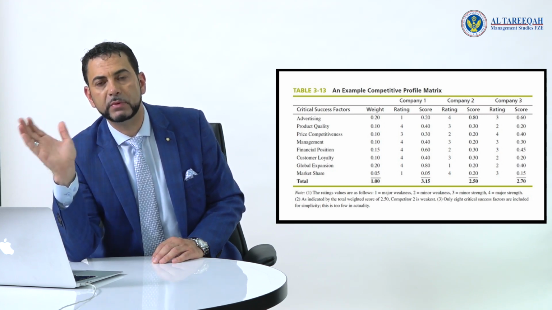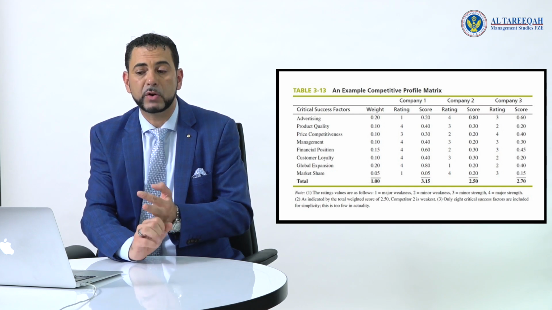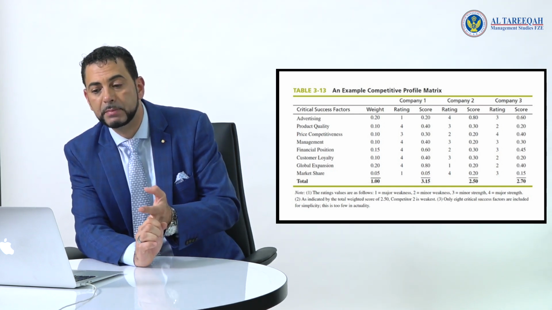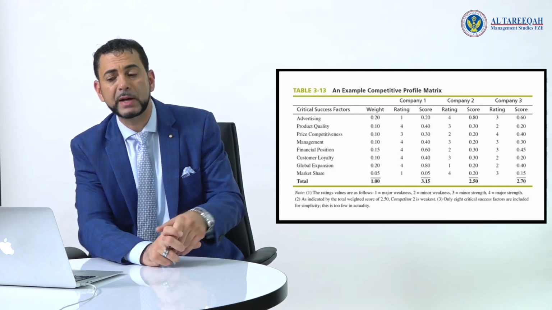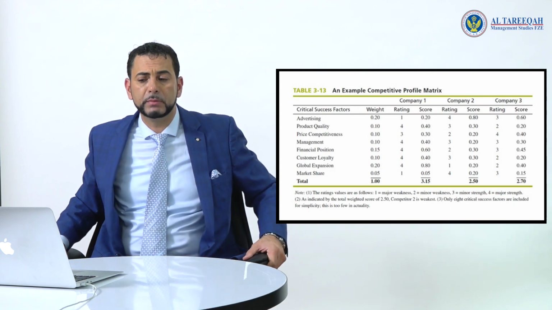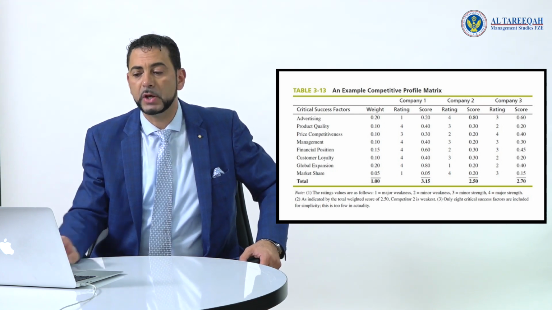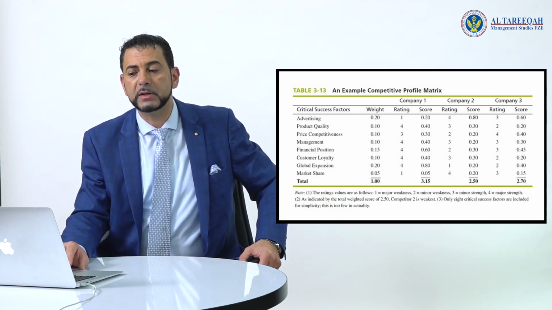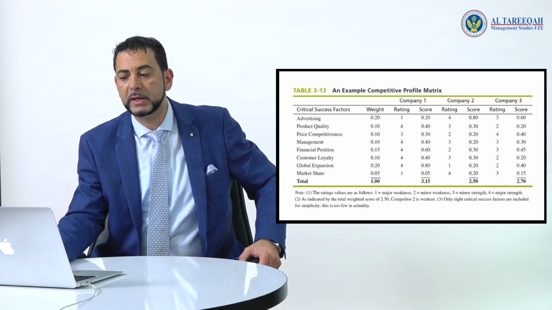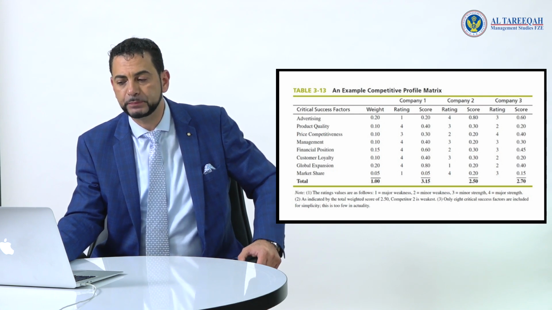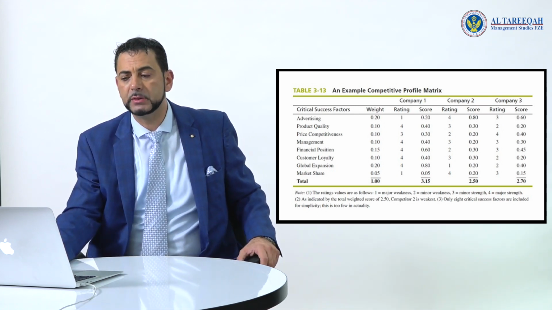And these could differ from company to company, but what I've got here as an example is advertising, product quality, price competitiveness, management, financial position, customer loyalty, global expansion, and market share. Each item has a weight, and the total weight again is 1. They put the rating in, and the ratings differ from one company to the other, and you'll see that company number 1 has the highest, which is 3.15.